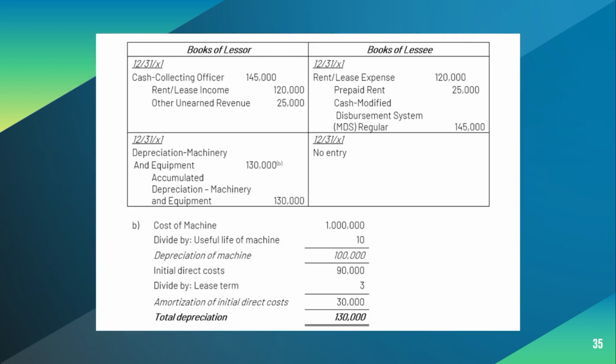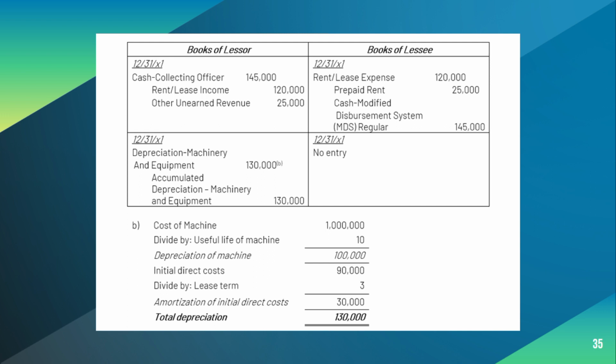The following are the entries of the lessor and lessee after the first period. The lessor would record the transaction by debiting cash 145,000 and by crediting rent or lease income, which is per period 120,000, and unearned revenue 25,000. In the books of the lessee, rent or lease expense would be debited 120,000, credit to prepaid rent 25,000, and cash 145,000.